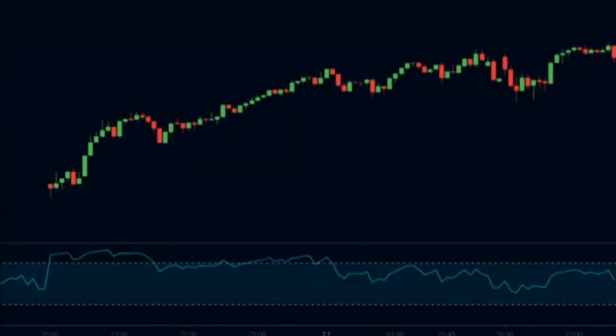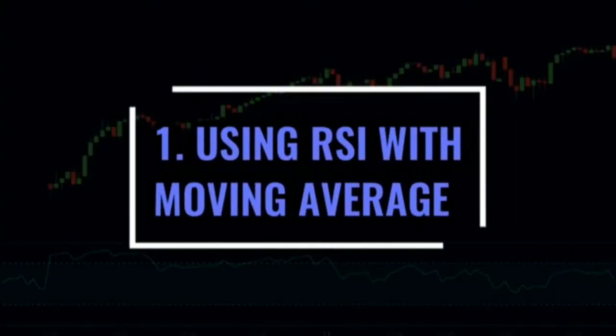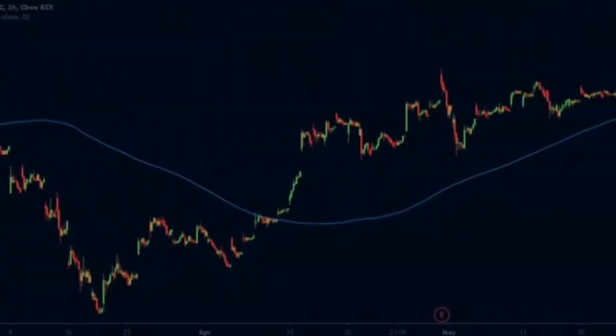With that being said, let's get into the strategies. Strategy number 1. Use RSI with moving average. Simply buying at oversold levels and selling at overbought levels cannot be profitable. But we can add more filters to this and develop a good trading strategy.